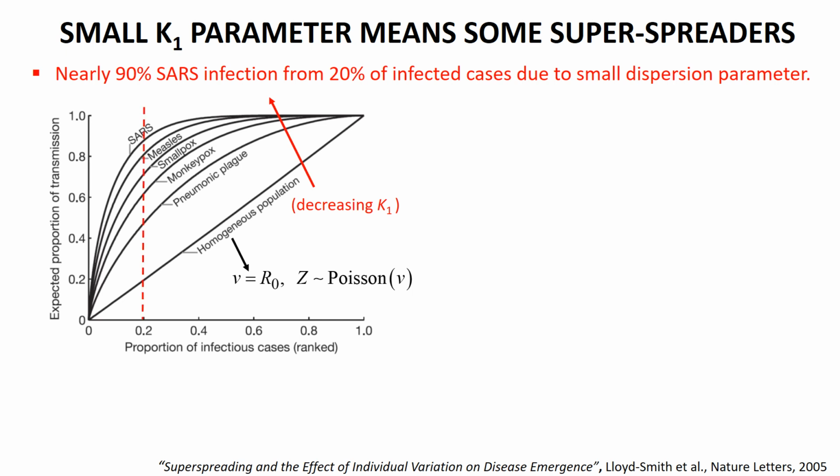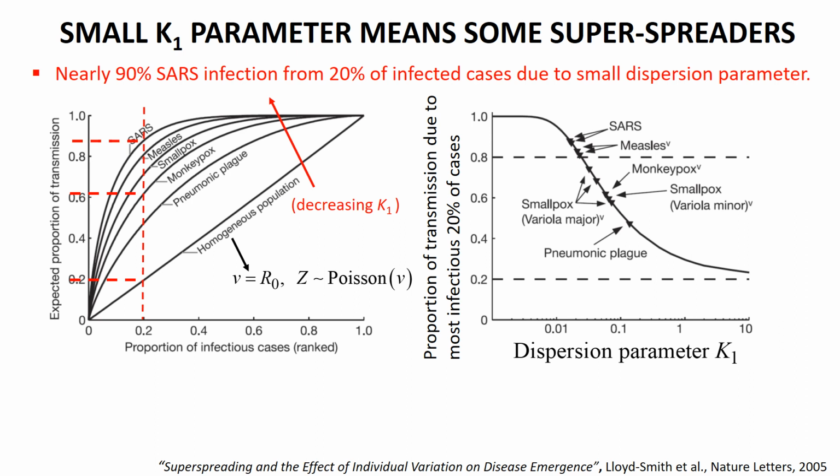So if we take 20% of the most infectious cases, then for SARS, that gives us just under 90% of transmission. If we increase K1 for monkeypox, we find that 20% of the most infectious cases gives you slightly greater than 60% of transmission. And of course, if you have a homogeneous population, then 20% of the most infectious cases gives you 20% of the expected proportion of transmission.